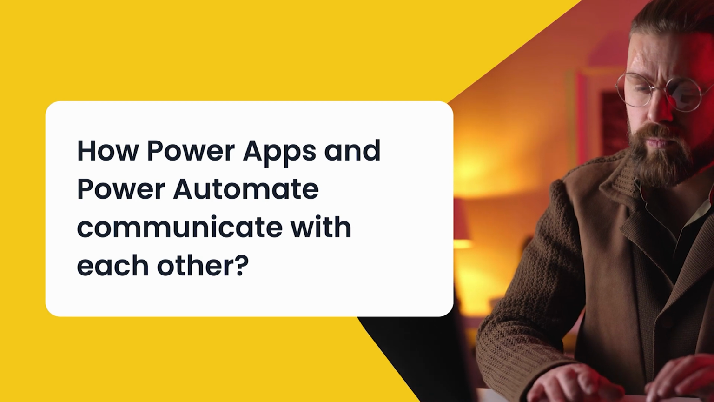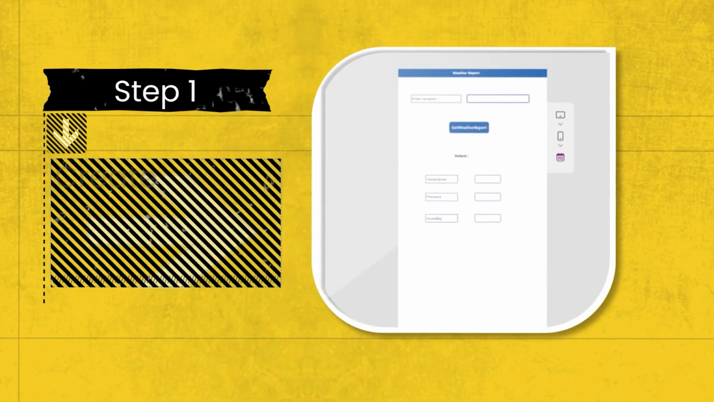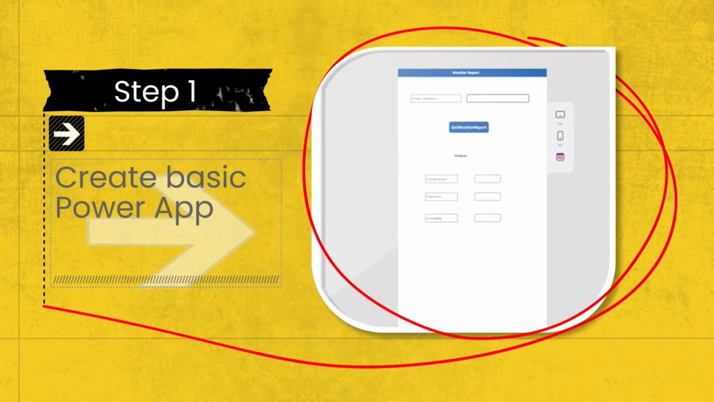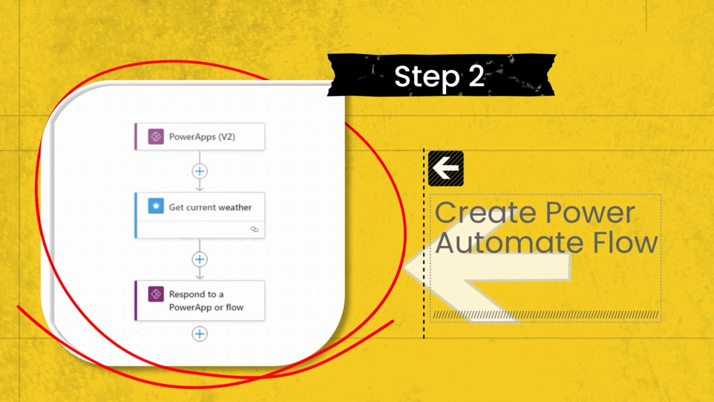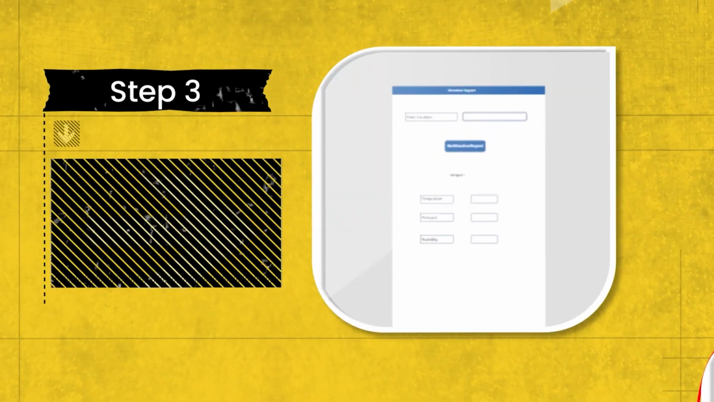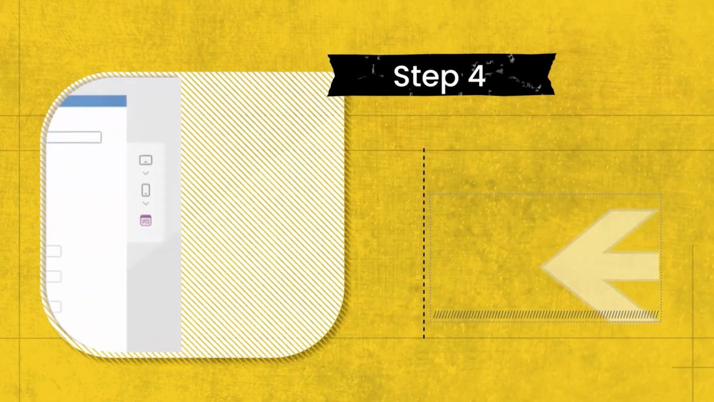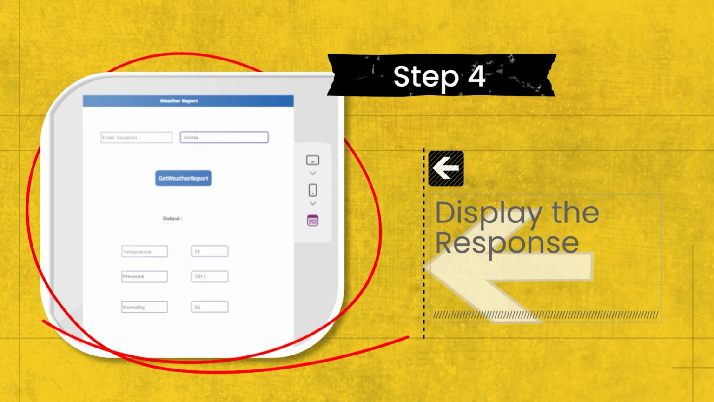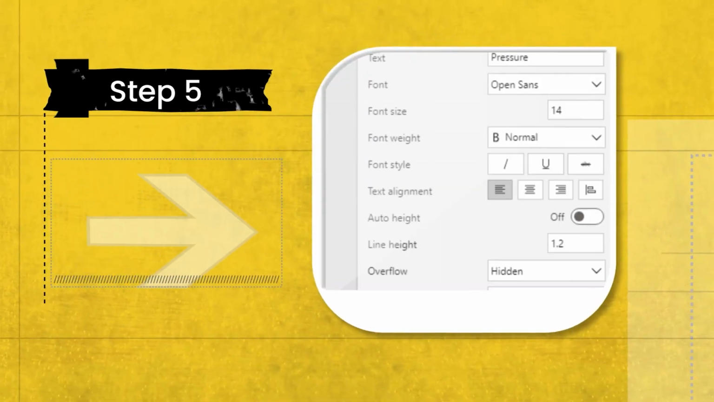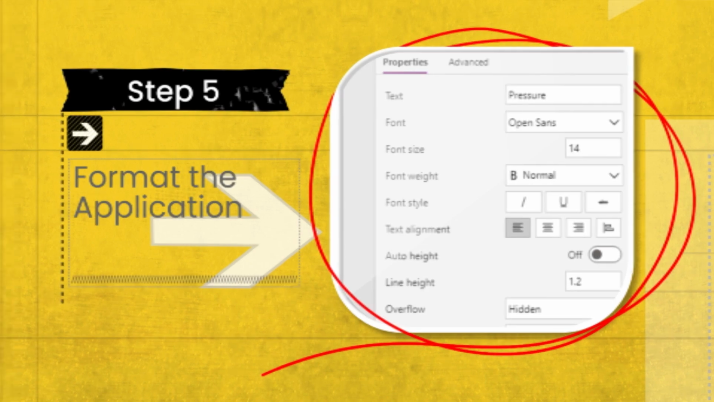So, I am going to divide my session into 5 steps. In first step, I will create a basic Power application. In second step, I will create Power Automate flow. In third step, I will add my Power Automate flow into Power Apps. In fourth step, I will display the response of Power Automate flow into Power Apps. And in fifth step, I will format my application so that it looks good.